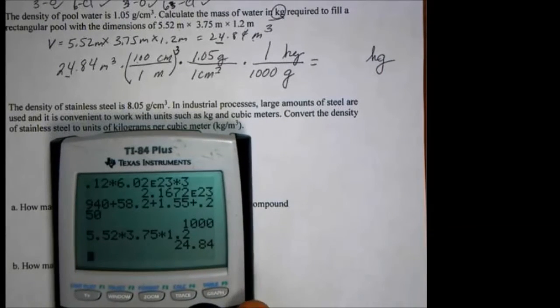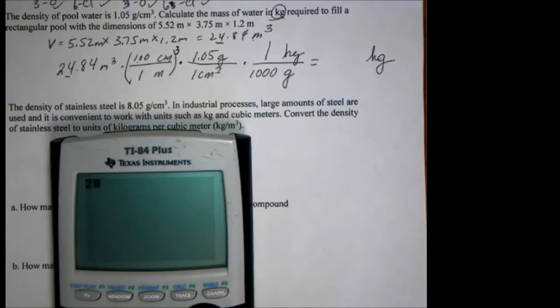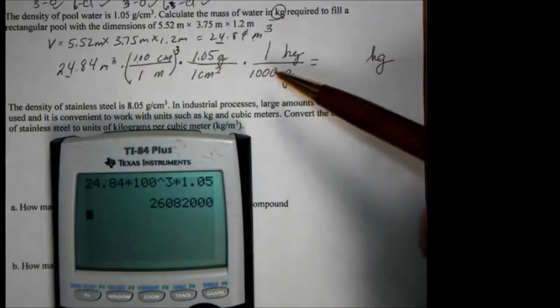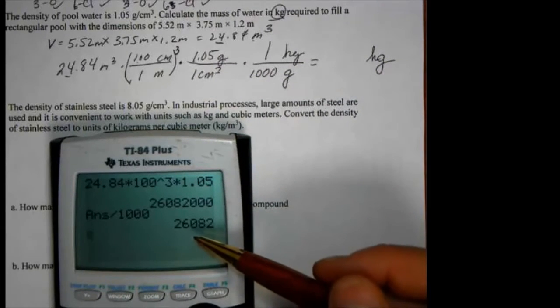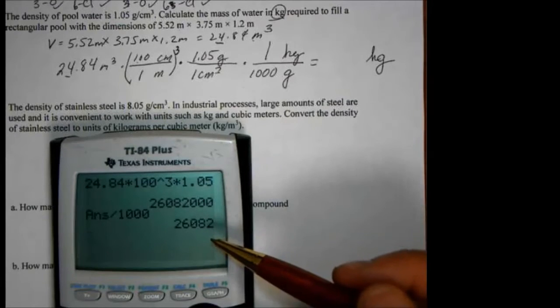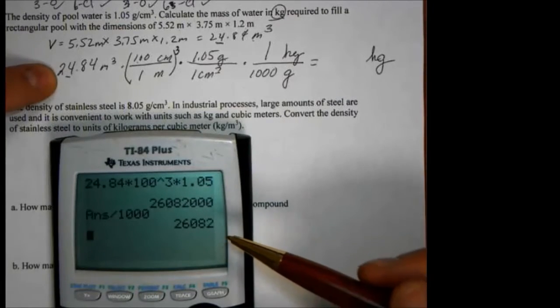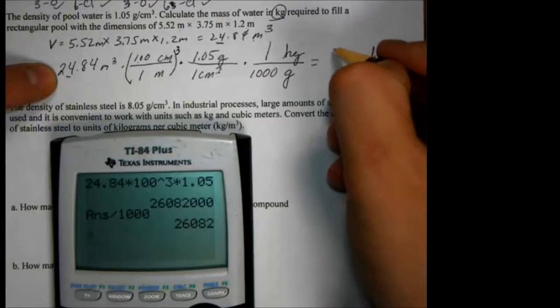So if we look at the calculator, here's how we're going to plug this in. So we have 24.84. We're going to multiply that by 100 up caret, because we're cubing it to the third, times 1.05. Okay, so we're going to get this guy. And now, so we multiplied everything on top. We're going to divide by the 1,000 on the bottom. So we get 26,082 as our answer.